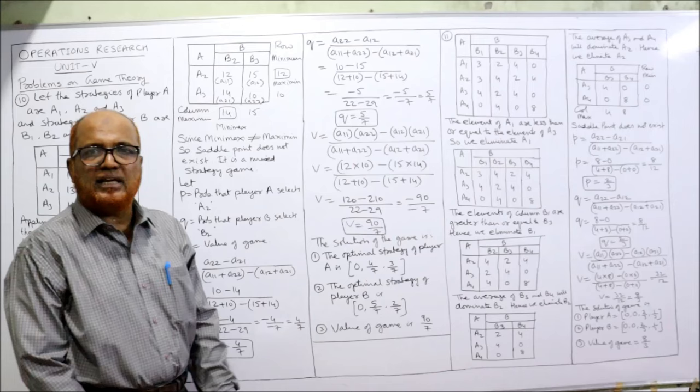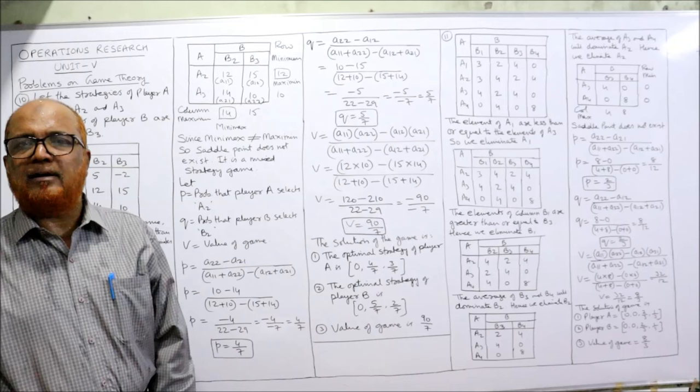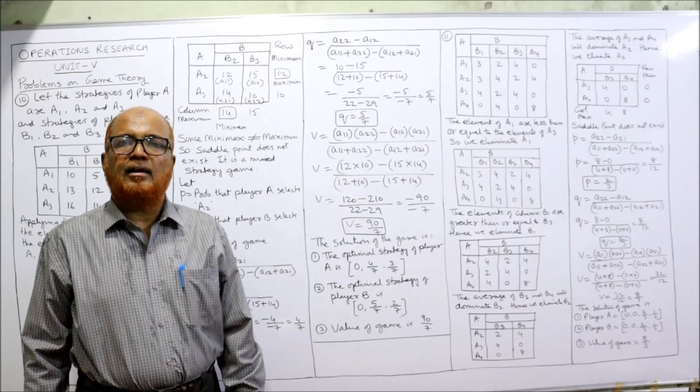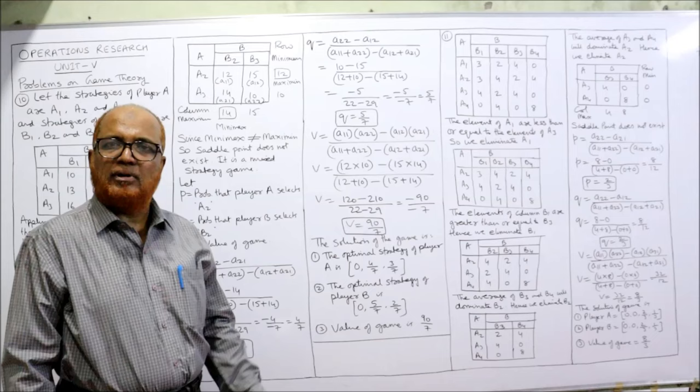Still, it is a 3x3 matrix. We have to reduce it to 2x2. Now, directly, no row and no column can be eliminated. So indirectly, we have to eliminate. How indirectly? We calculate the average of two columns and compare it with the third column. Similarly, we calculate the average of two rows and compare it with another row. Like that we can do.